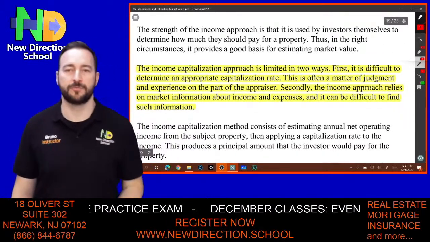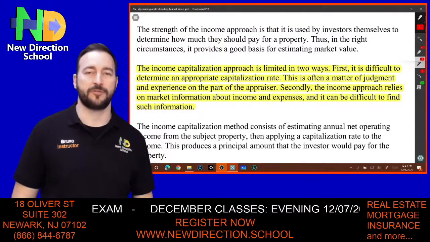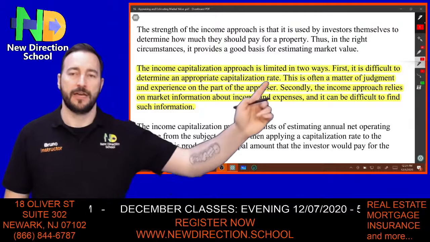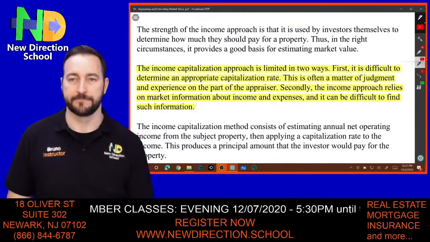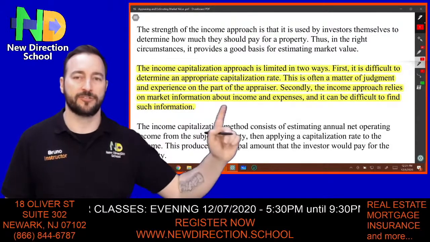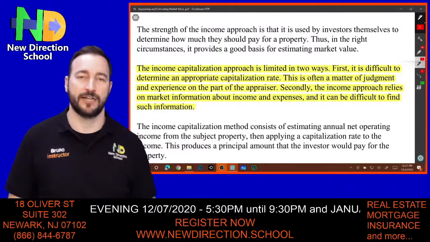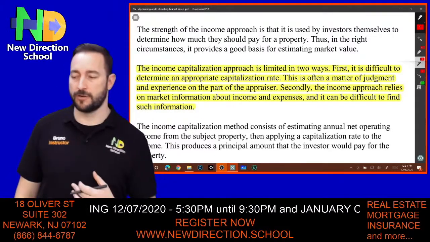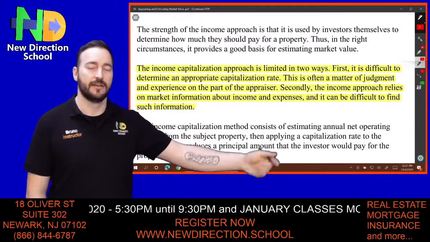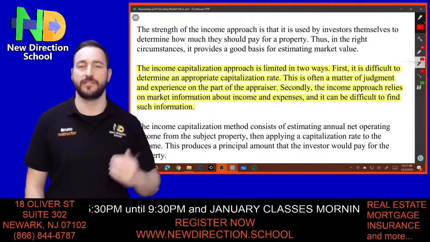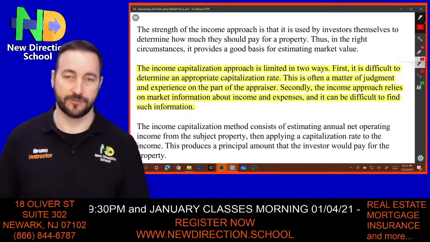So the income capitalization approach is limited in two ways. First, it is difficult to determine an appropriate capitalization rate, which I'll explain in a second, and this is often a matter of judgment and experience on the part of the appraiser. Second, the income approach relies on market information about income and expenses on other properties, and it could be difficult to find such info. Because to determine the income approach, I need to go and see properties A, B, C, and D, and see how much they sold for and how much income they had, so we can create an actual value here.